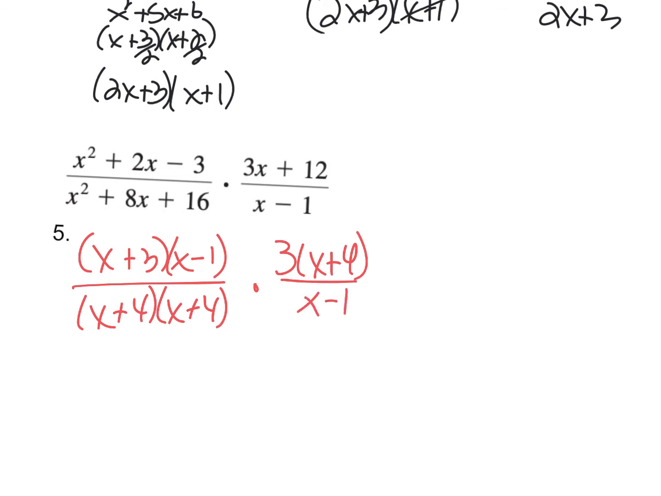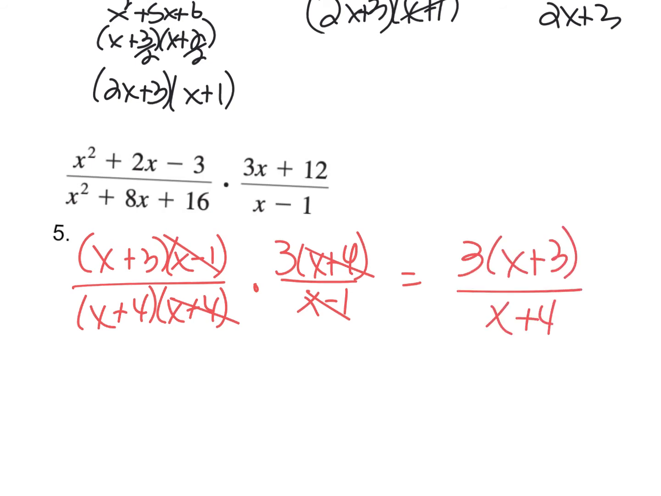Now I'm just looking for what I can cancel. I can cancel x - 1 there and there, x + 4, x + 4. So what that leaves me with is 3 times x + 3 over the x + 4. Okay, I'll leave that one.